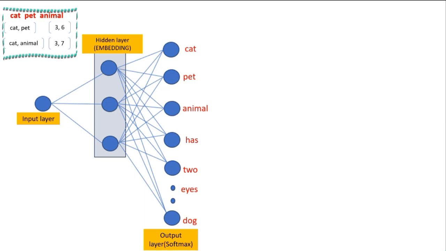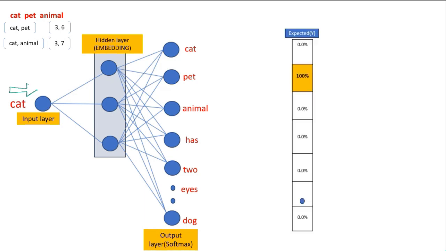So 3 with 6 and 3 with 7 in the token value form. So the objective is to train this model such that when word cat is sent as an input, model should predict word pet as the surrounding word with the highest probability for the first sample and animal for the second sample. So when cat is sent, the model should produce this expected probability distribution. Here pet is expected with 100% probability as surrounding word for cat.